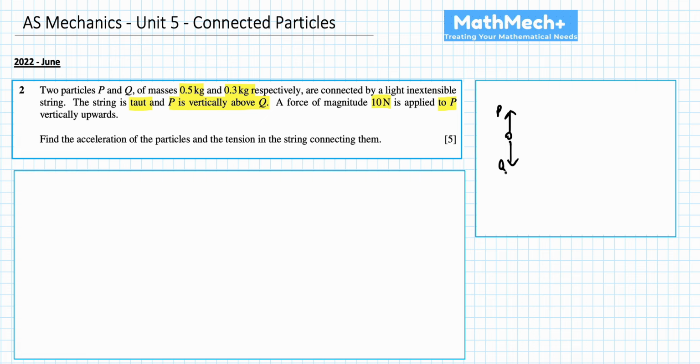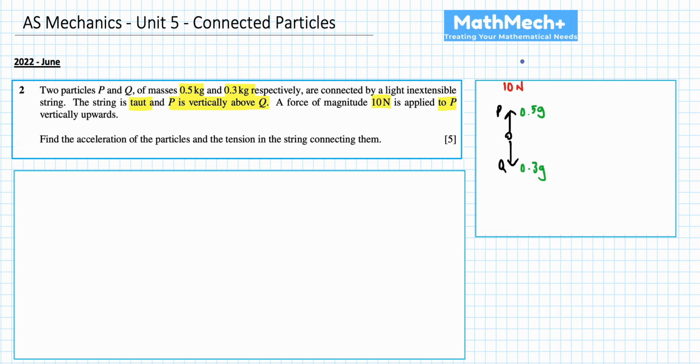So I'll just draw this now, P and Q. So it's vertically above Q. Be careful with that detail. Put in the weight and the tension is going up. So we put that in as well now in a second.